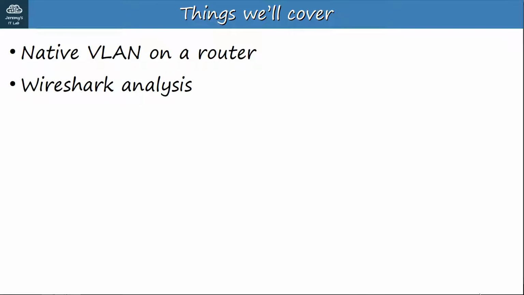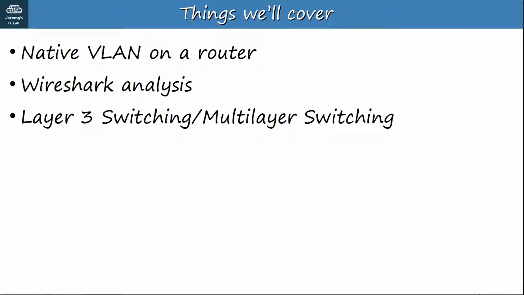Okay, before moving on to the quiz, let's review what we covered in today's video. I showed you two ways of configuring the native VLAN on a router. Usually, it's best to just set the native VLAN to an unused VLAN, but if you want to use the native VLAN feature, you should know how to configure it on a router. We looked at some Wireshark captures, both the .1Q tagged frame, and one that was untagged because it was in the native VLAN.